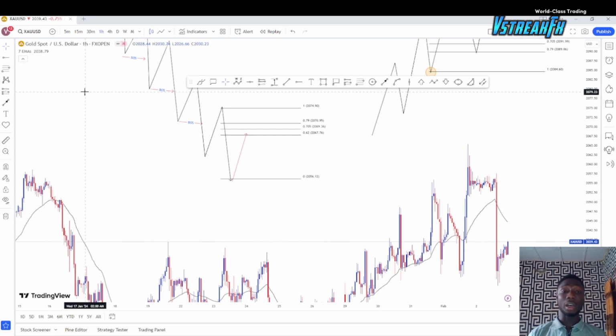So it's very advisable to use it on the 4 hours, on the daily, and on the weekly. If you are trying to use it also with your entry, use it on your 1 hour, 30 minutes, and also on your 15 minutes. You will get to see the shift of structure there.